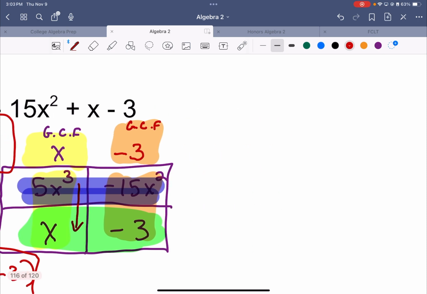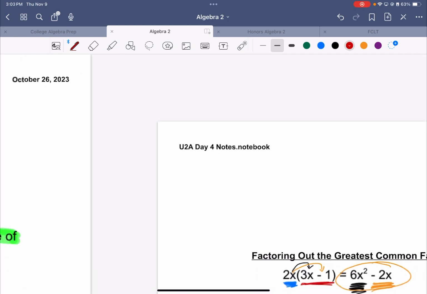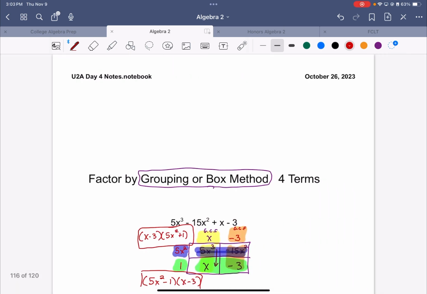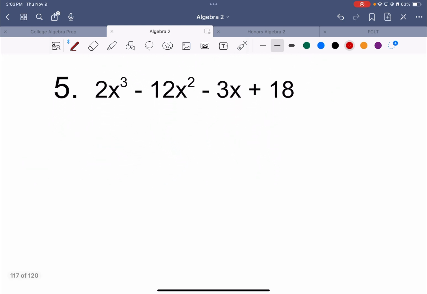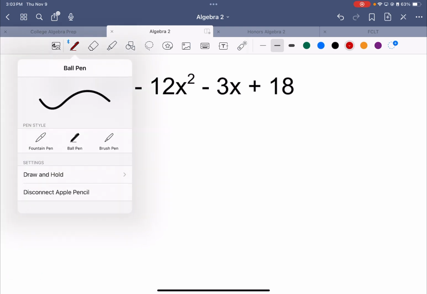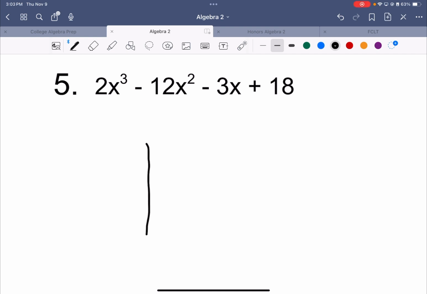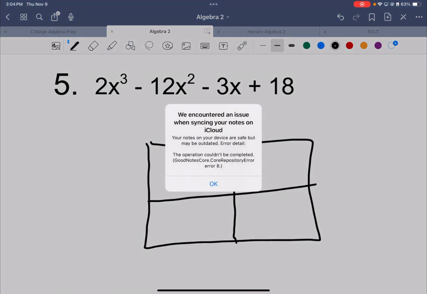Again, yeah. Okay, that's not what I wanted to do. Where'd it go? Where'd everything go? Stop! Ah, there it is. Okay, so let's look at this one. 4 terms means we're going to factor by grouping. If you have brown eyes and blue eyes, what color combinations can you have? Genetics. Oops. Oh, we have encountered an issue when syncing. Is that up there? Oh, you guys can't see.